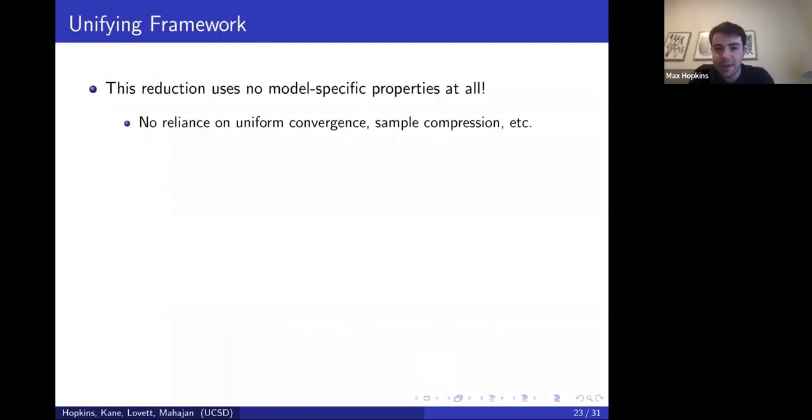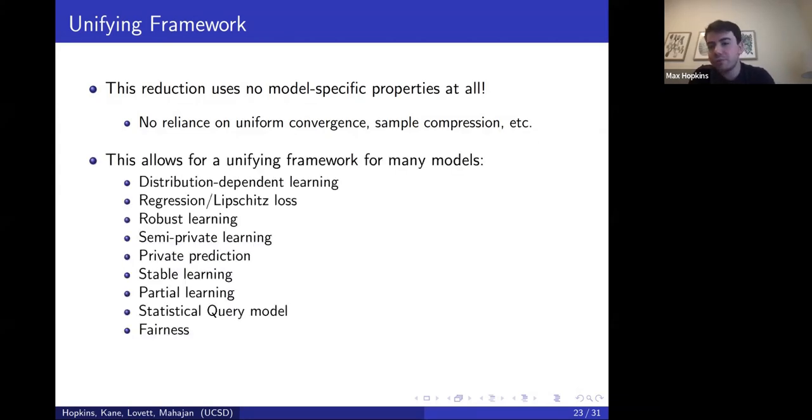Okay, so maybe let me convince you that you should care about this reduction. Why should you care? Well, probably the most important point to make here is that the reduction doesn't use any model-specific properties at all. Namely, it does not rely on uniform convergence. Also, it doesn't rely on other things like sample compression or other techniques that are used to prove other versions of this equivalence in different models. And what this allows is that it makes it really easy to adapt beyond the PAC setting.